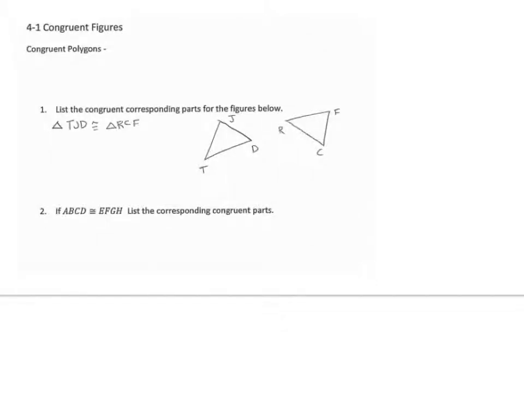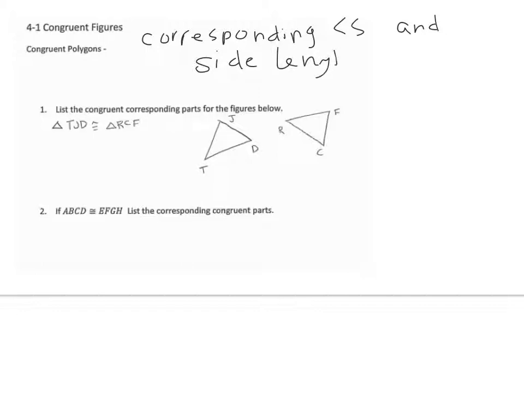Congruent polygons have corresponding angles and side lengths that are the same, or congruent. In order for them to be congruent, each angle that corresponds with the other angle has to be congruent, and each side has to be congruent to the other side.